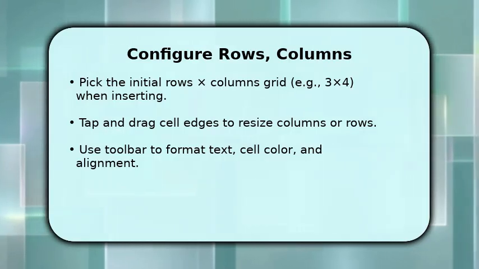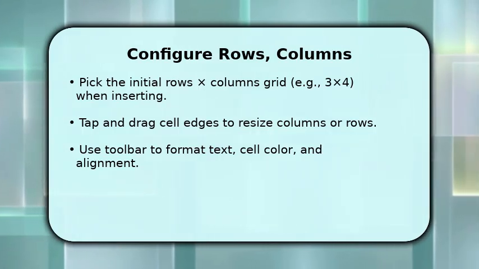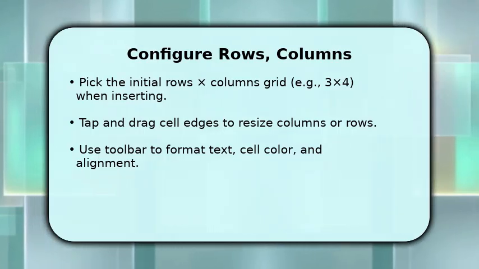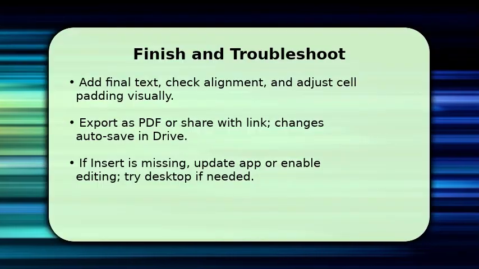If you need to add rows or columns, tap a cell, open the table menu, and choose Insert above, below, left, or right to expand the grid. To finish, fill remaining cells, review alignment, and visually balance column widths so the table looks tidy.